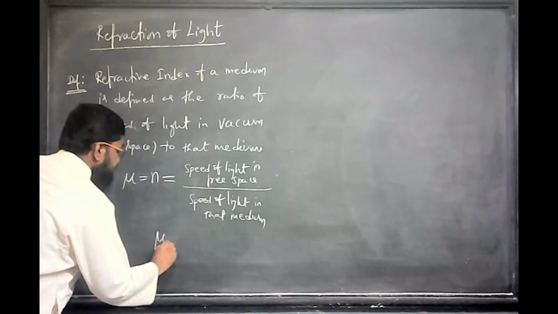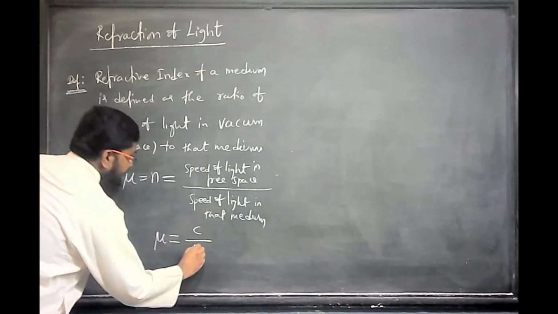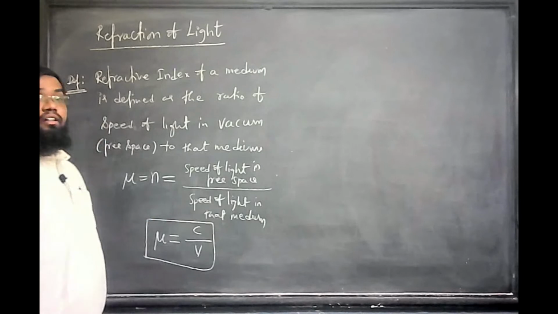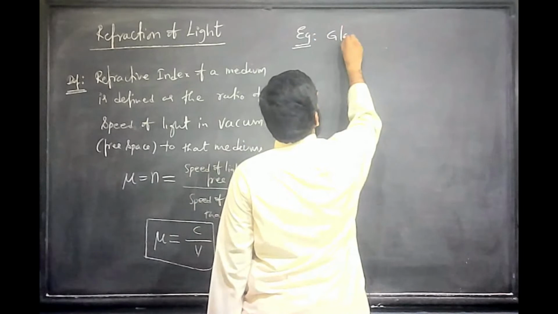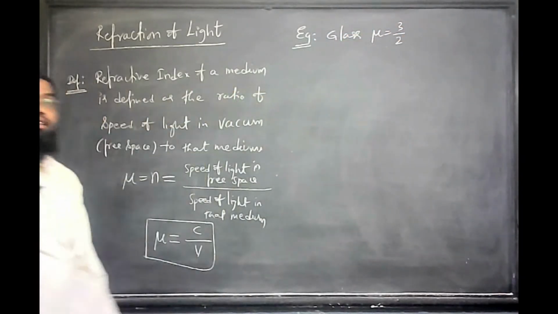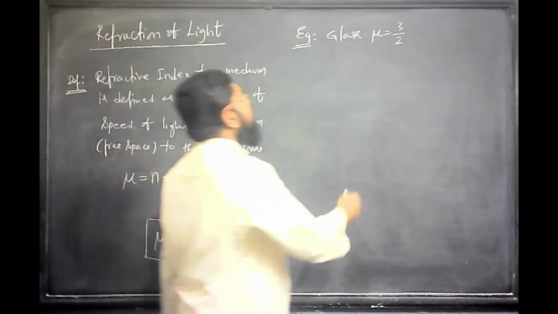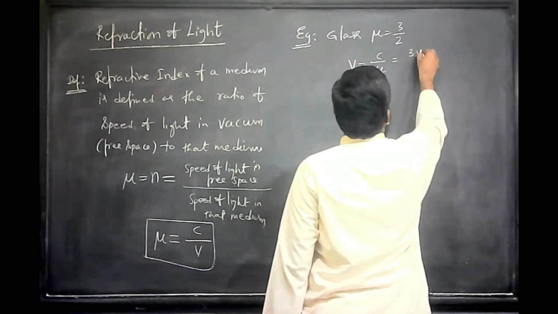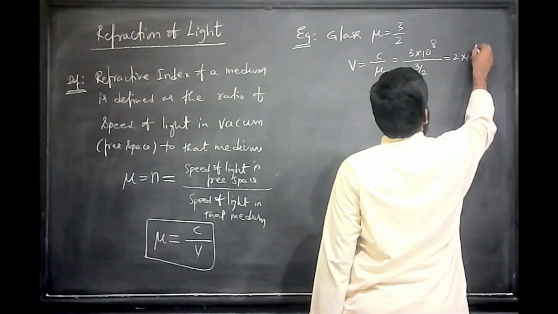So refractive index is the speed of light in vacuum, generally indicated by C, over the speed in a medium, let's say indicated by V. For example, if I take glass, the refractive index of glass is 3/2, determined experimentally. So if the refractive index is 3/2, then the speed of light in that medium V is equal to C by mu, that is 3 into 10 power 8 meters per second divided by 3/2, that is 2 into 10 power 8 meters per second.